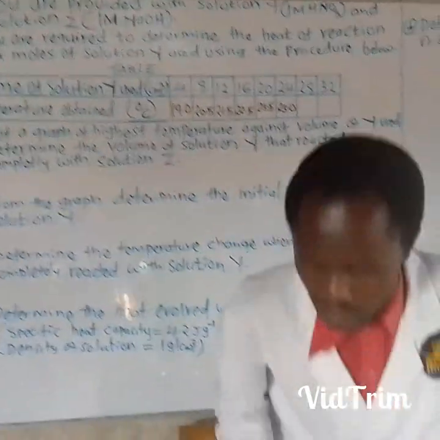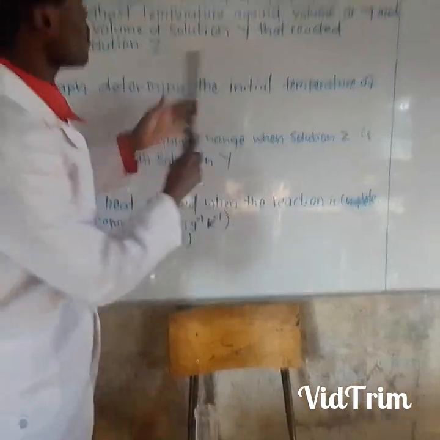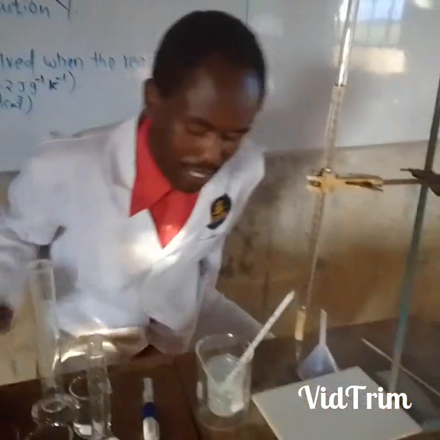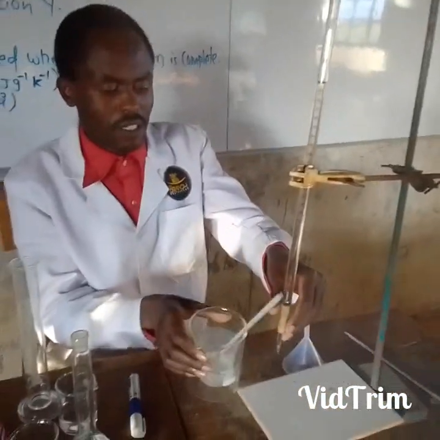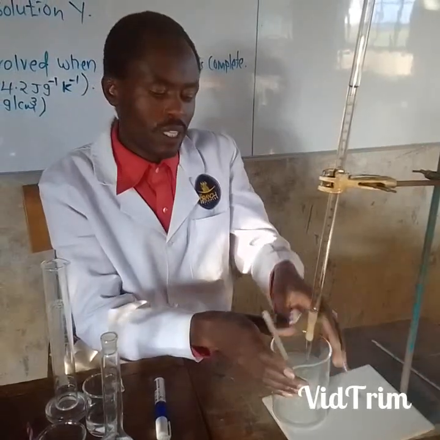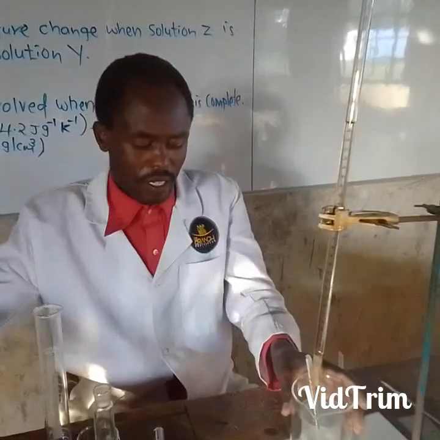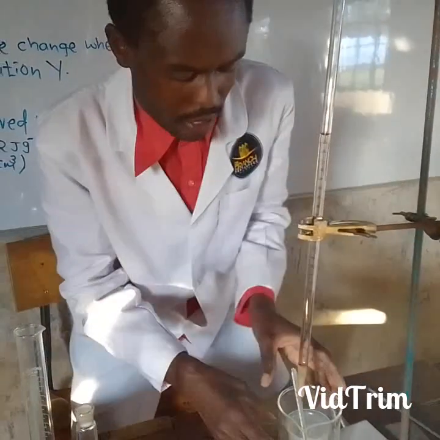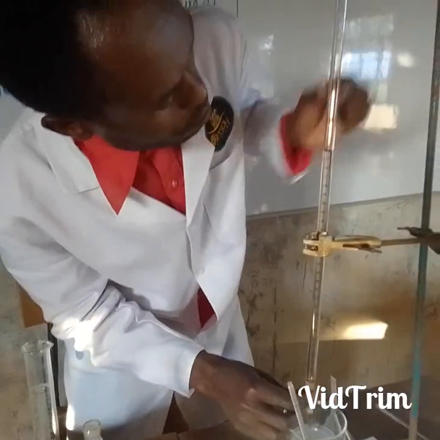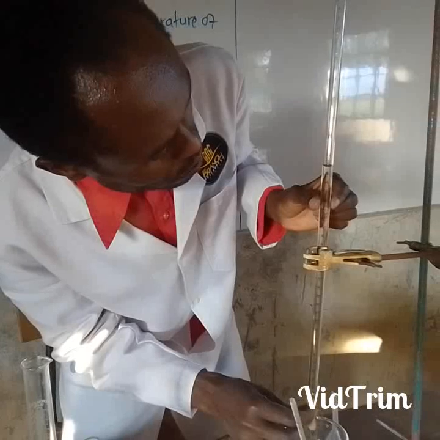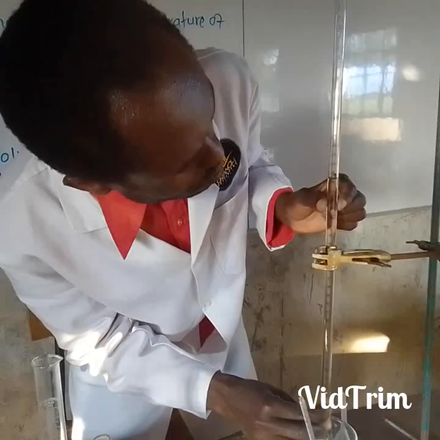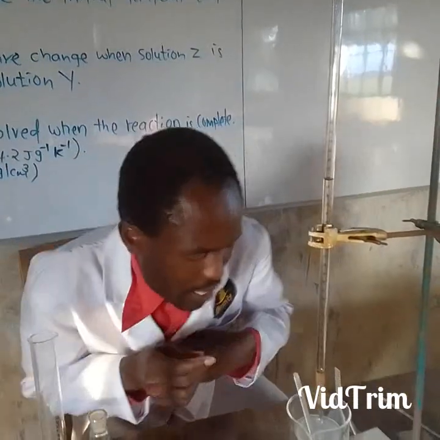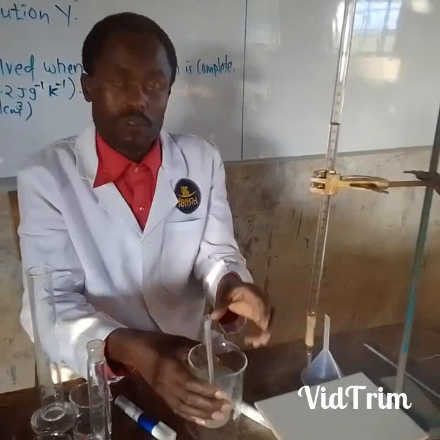Let me add now again students, just a minute. From now 24, I add again 4 to 28. I add solution Y, 4 mils again from the burette, to the same mixture without removing the thermometer. Now from 24, I'm adding up to 28, the mixture. So I've added 4 to make it 28 from 24.